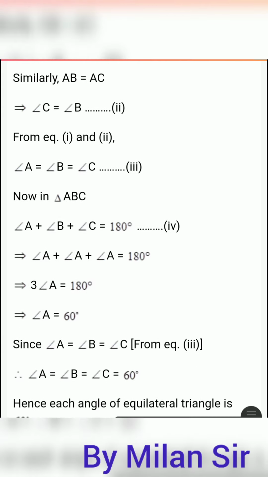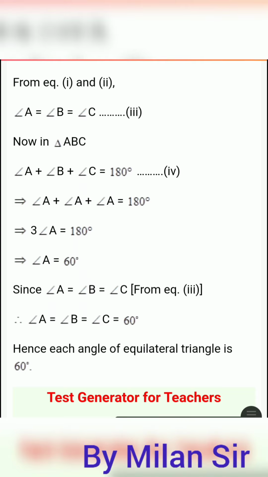Now in triangle ABC, angle A plus angle B plus angle C is equal to 180 degrees, angle sum property. Angle A as it is. In place of angle B, we can write angle A because both are equal. Same thing, in place of angle C, we can write angle A because both are same. So angle A plus angle A plus angle A is equal to 180 degrees.